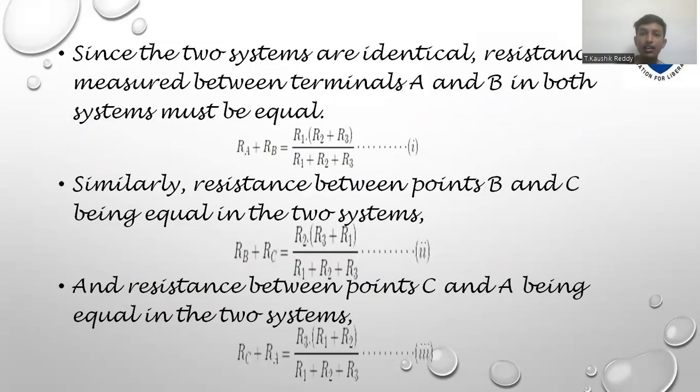Since the two systems are identical, the resistance measured between terminals A and B in both systems must be equal. So RA plus RB is equal to R1 into (R2 plus R3) by R1 plus R2 plus R3. Similarly, for points B and C, RB plus RC is equal to R2 into (R3 plus R1) by R1 plus R2 plus R3. And for points C and A, RC plus RA is equal to R3 into (R1 plus R2) by R1 plus R2 plus R3.